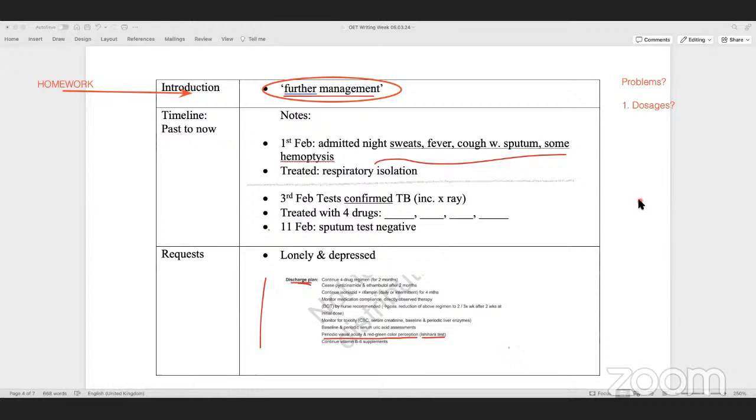Hello, sir. Is it necessary to mention the discharge? It's a discharge letter, yeah? Is it necessary to write it in the introduction paragraph? Great question, Hamza. I think yes, okay.